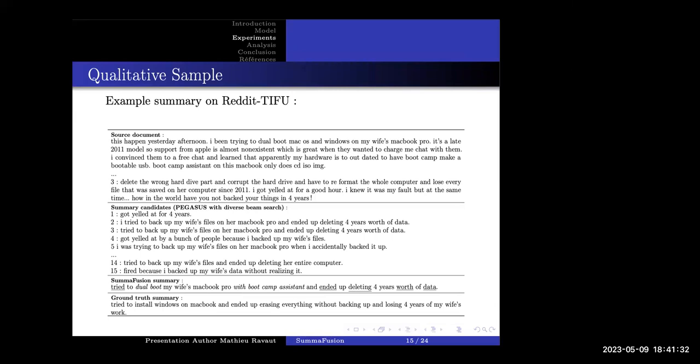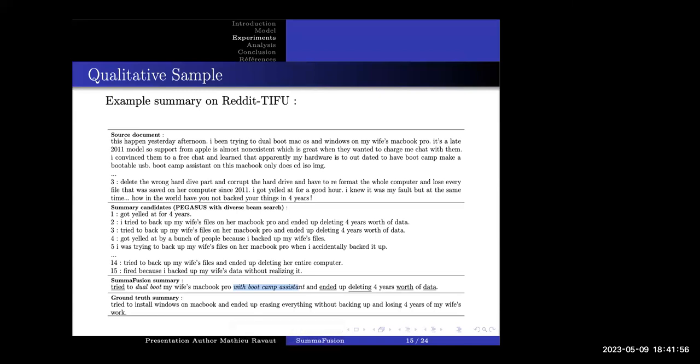Right. So for instance, I've put in italic what it's predicting, which is not in the base candidates, right? So it's able to catch that dual boot term, which is quite important and which all of the summary candidates had missed, right? As well as Boot Camp Assistant. So that's called candidate abstractiveness.